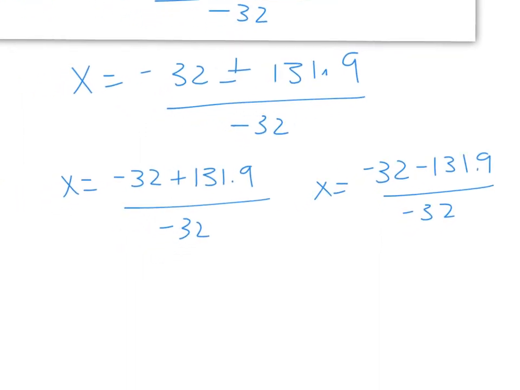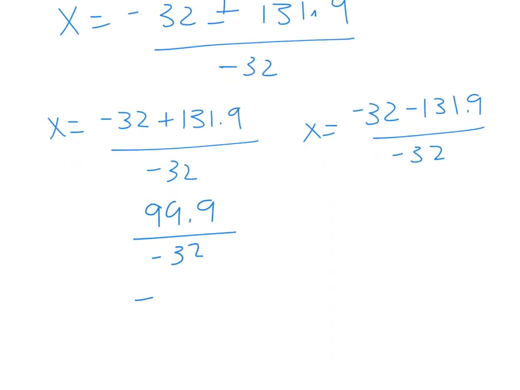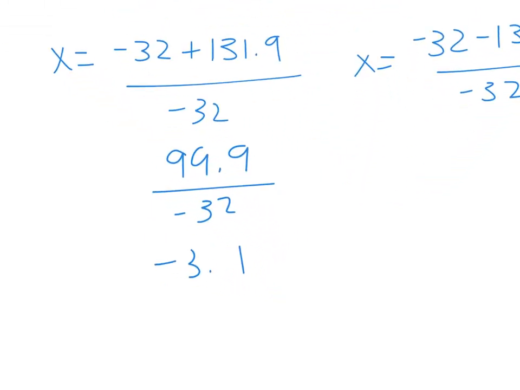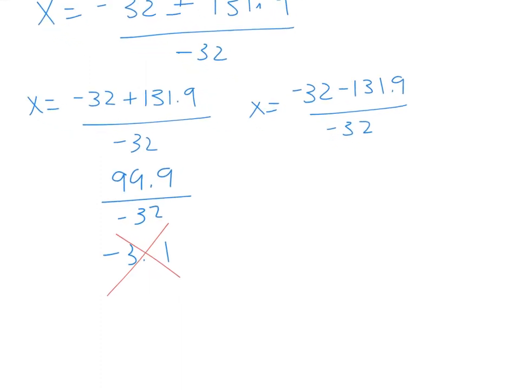All right, so on the first one here, negative 32 plus 131.9 is 99.9 divided by negative 32 is going to give me negative 3.1. Now, the question is, I believe, let me go back here and look. Yeah, how long? There's no way for this to work, okay? You can't go negative 3.1 seconds. So let's check the other guy out.